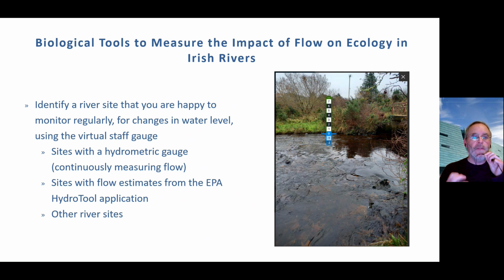So firstly, if you're recording at a site that has a hydrometric gauge at that site or close to that site, so a gauge continuously measuring flow, that's probably the most useful type of site to target, because then we're able to compare the data that you gather on the Crowdwater app with the actual flow data measured using a hydrometric gauge. Now, there's a limited number of sites that have hydrometric gauges recording at them, so that probably won't be possible for most people.